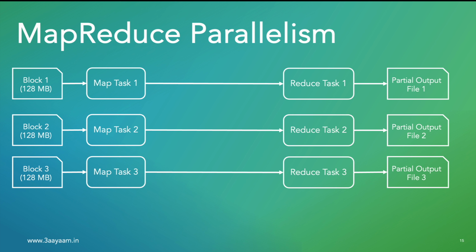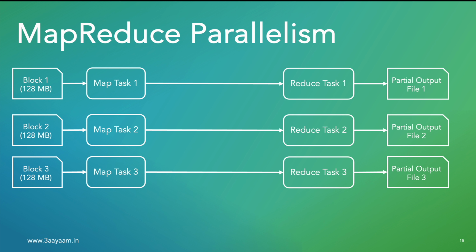And each map task could process 128 MB of data. So in parallel, we are processing 128 MB times 30, which is approximately 4 GB of data, only with 3 cores per node and a total of 10 different nodes. So the map tasks would run in parallel across all the blocks. So would the reduce tasks.